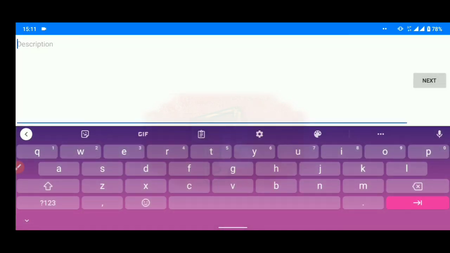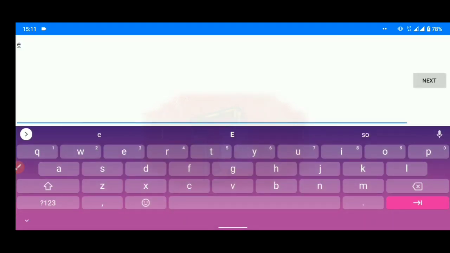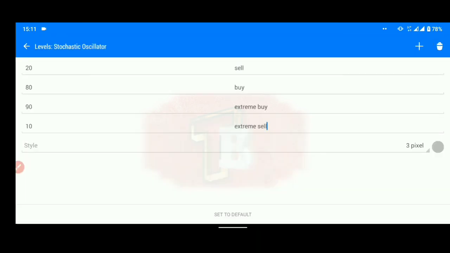All right, the next one should be our 90 level. 90 is extreme buy. All right, extreme buy. The last should be extreme sell. All right, now extreme sell. Okay, so this is what we have.